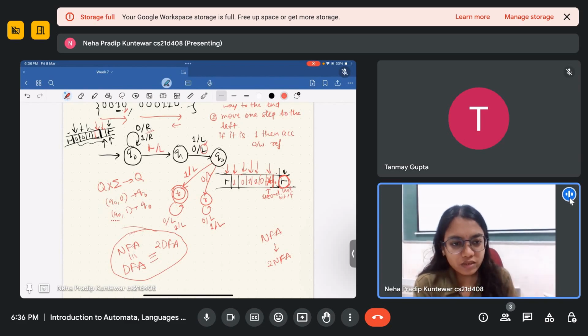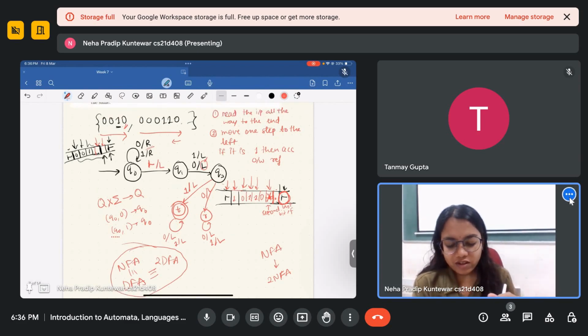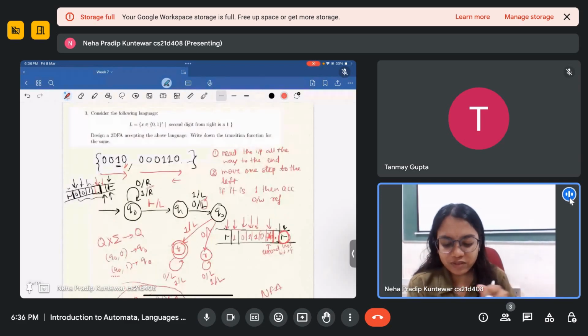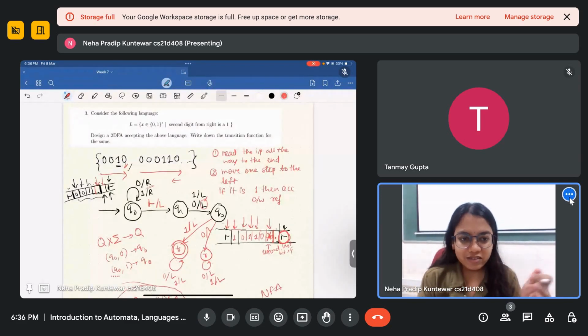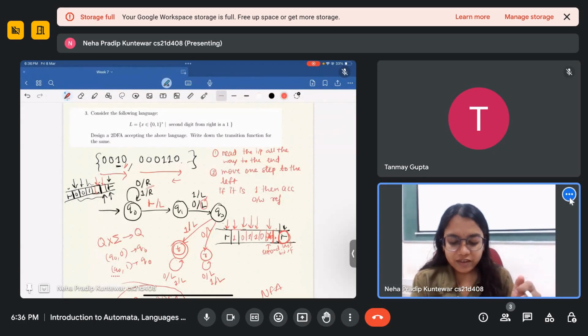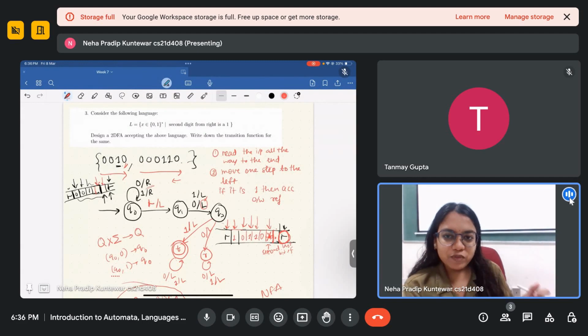Because sometimes it's easier to design a 2DFA than a DFA. Now you have seen lots of examples, so this language L is easy for you because you can obviously design a DFA for it. But had you not seen it before, the most natural thought would have been, you want to check whether the second last digit from the right is 1 or not. The obvious thing would be to go all the way to the end, then come back and see whether the second last digit is 1 or not. So it's more intuitive that way.